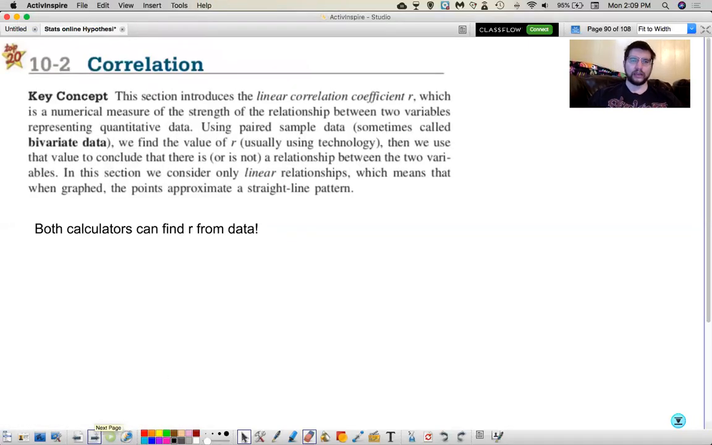Okay. So correlation. It's basically saying if two variables are related to one another. And the correlation coefficient, R, tells you how strong that relationship is. So both of your calculators can find the R value from a set of data. I'm not going to get too in detail with these. I'm going to have one correlation coefficient, one regression equation on the test, and one or the other on the final. So it's just a little piece. So don't worry too much about it if you don't understand, but it's not that bad.